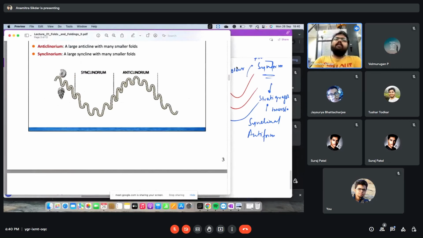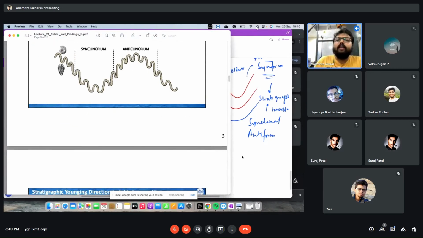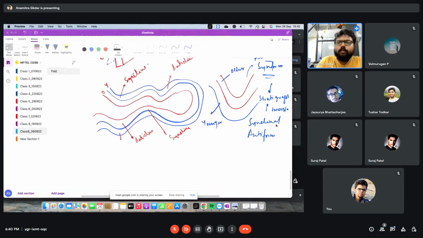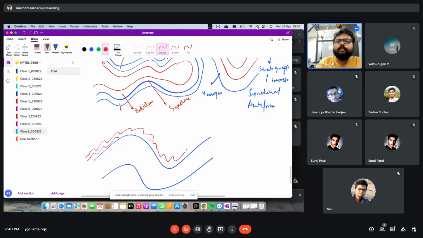So synclinarium and anticlinarium are like that. What happens in the field if you have a very large fold with a huge thickness, right? Suppose you have a fold which has a good thickness like this, and then you have another layer with a much smaller thickness like this one. What will happen? The top of it will get folded like this.